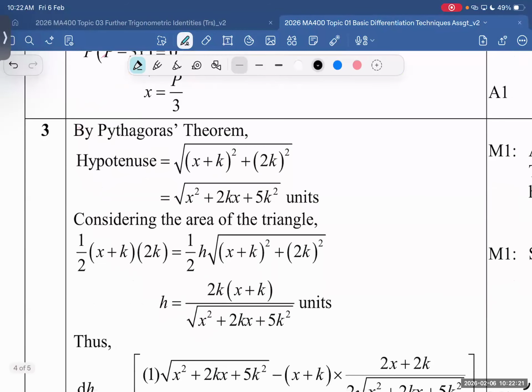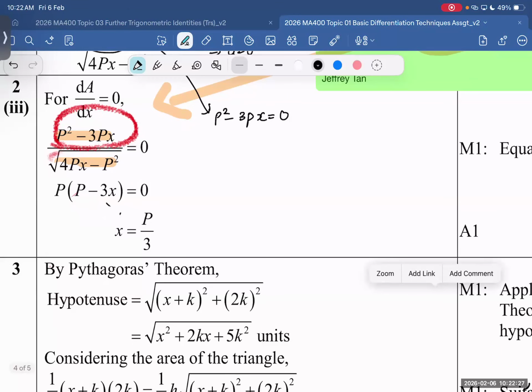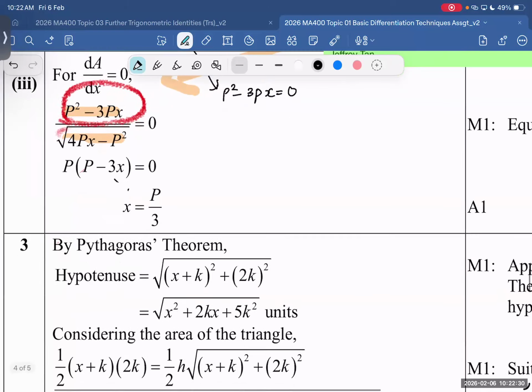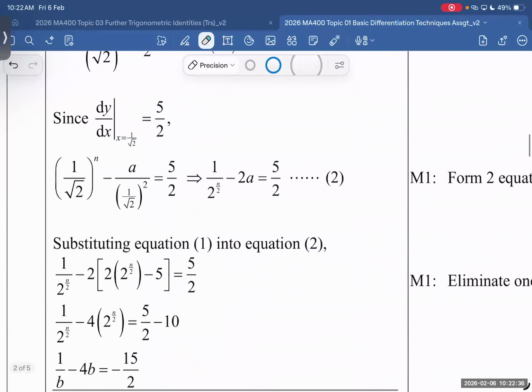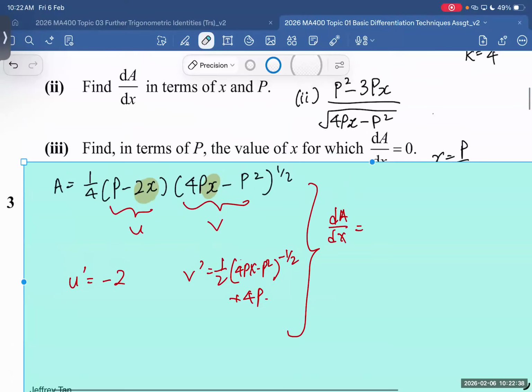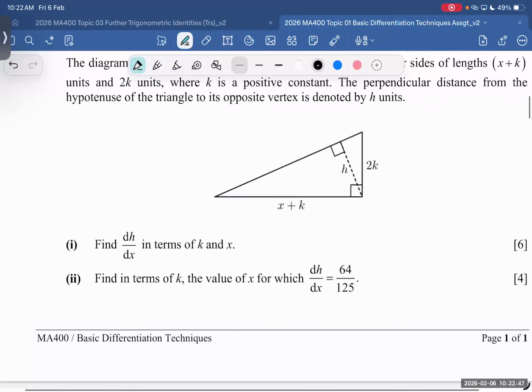Okay, question 3. Question 2, okay? Question 3, this is the question. Very quickly, let me write down the answer. Your dH/dx will be, write down please, 8k cubed. Those who never did it, it's good for you to copy the answer down so you have some reference.